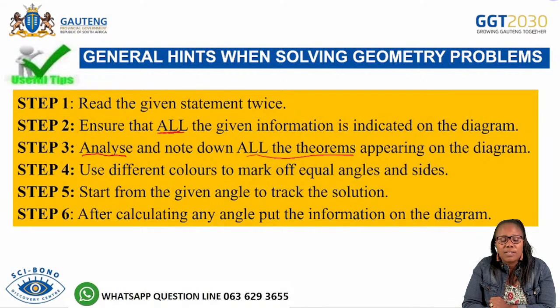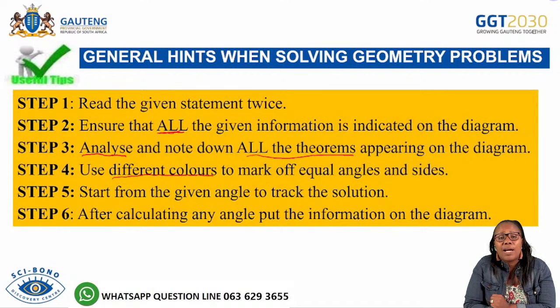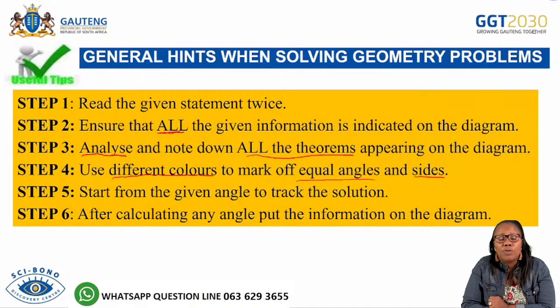Okay, and then step four, you use different colors now. Use colors for geometry grade 12. Have those coloring pens with you. And then you use different colors to mark off equal angles and equal sides on your diagram.